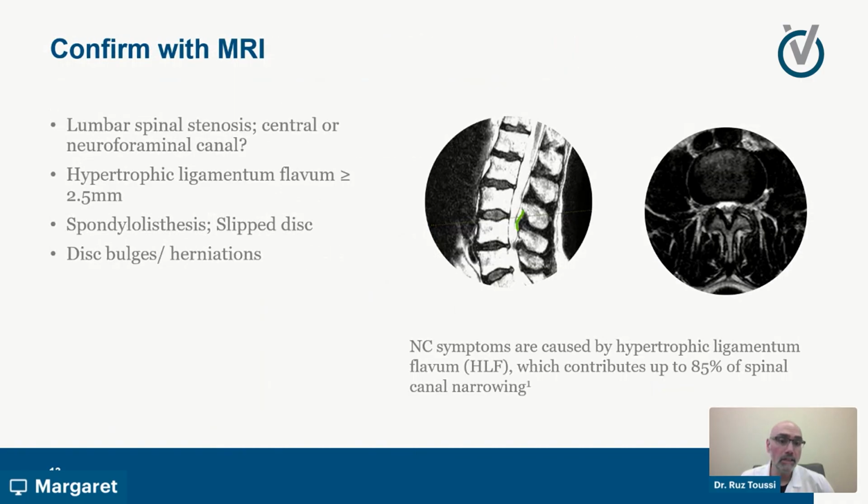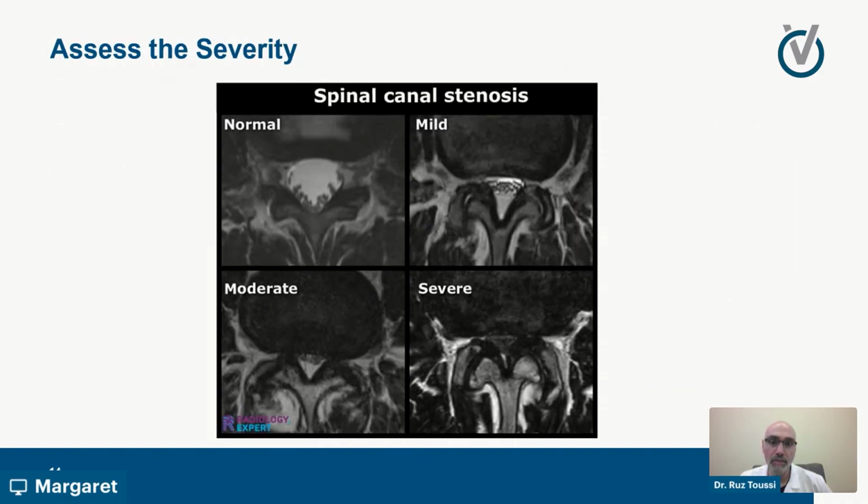The only way to really diagnose lumbar spinal stenosis is with an MRI. For that MRI, we're going to look to see what is the severity of the stenosis. What are the causes of the stenosis? Are you having thickening of the ligament? Do you have a slipped disc in your back or a spondylolisthesis? Are there disc bulges? Are there herniations? So we'll take a look at all of those. Really what we're looking at is the severity.